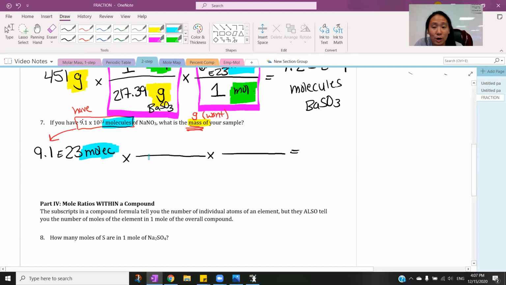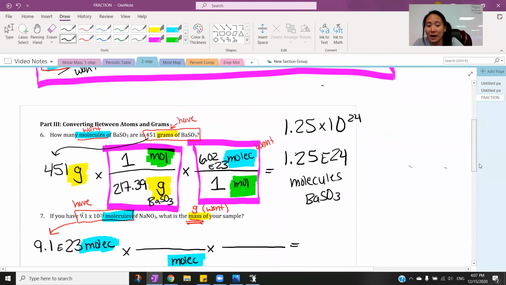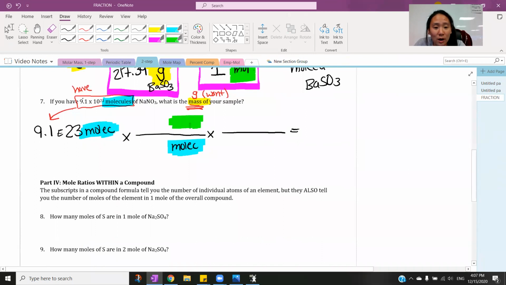Molecules is not what I want, so where do I put this? On the bottom of the fraction to get rid of it. Then what is my next stop? Your next stop is always moles. It's your pit stop, that's not your final answer. But moles is where I am going to make a stop. I don't actually want moles, so it goes on the bottom here. What is my destination? What you want has to always end up at the very end, at the very top. You wrote that you want grams, okay? So you're making a lot of side notes to yourself. Now you have 2 fractions here.